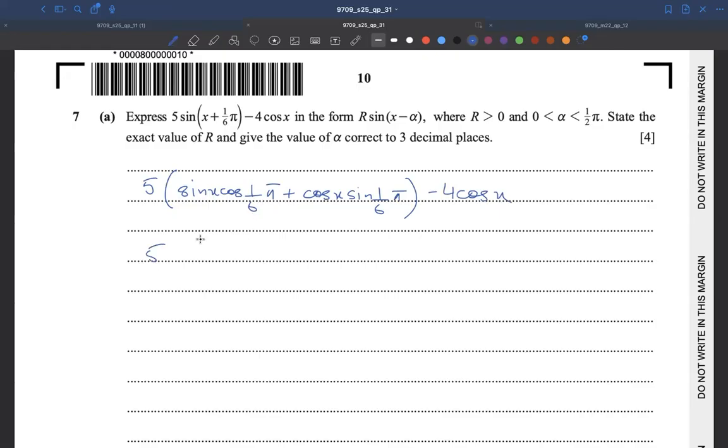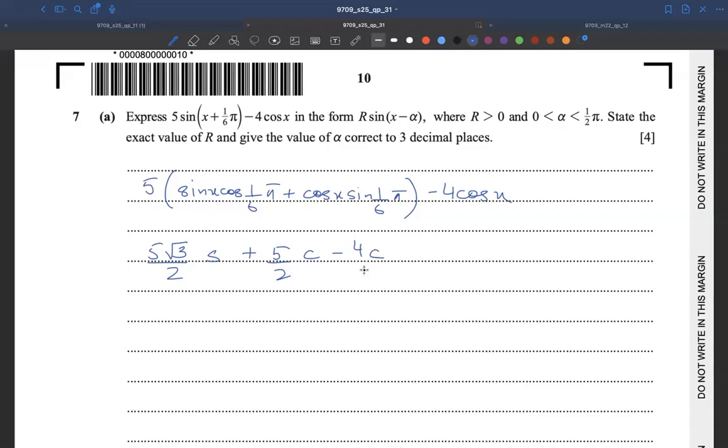If we substitute this in the calculator, cos of 1/6 pi is equal to root 3 by 2. So we'll get 5 into root 3 by 2 first, so 5 root 3 by 2 sine x, and sine 1/6 pi is half. So that will be 5 into half, which is 5 upon 2 cos of x, minus 4 cos of x. And we can just write it as C as well to save our time.